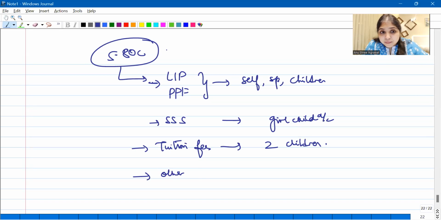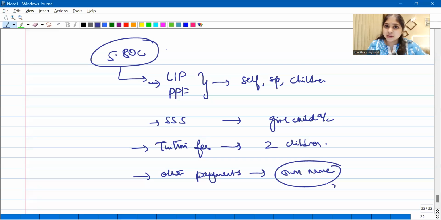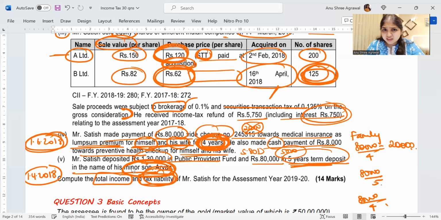All other payments under ATC have to be for whom? All other payments have to be in the assessee's own name. This is FD. Had the FD been made in the assessee's own name, I would have given ATC deduction. Here FD is not in the assessee's own name, so I will not give ATC deduction. This is also understood. That's it with the question.